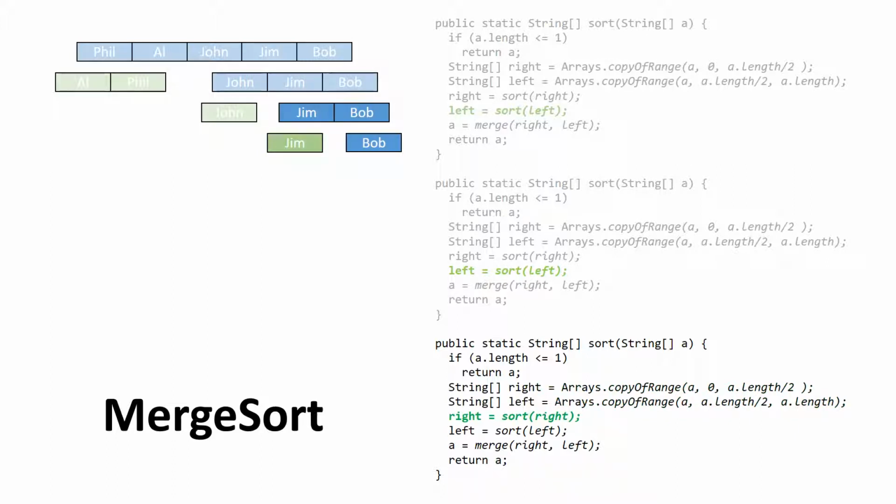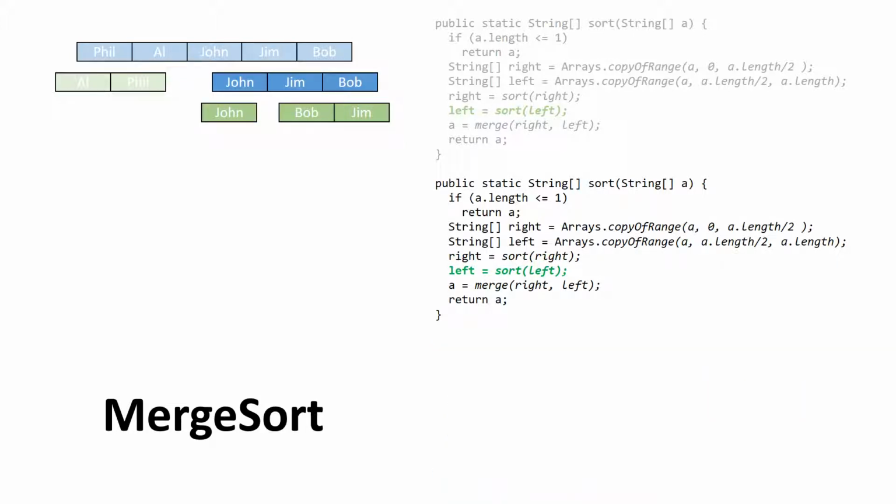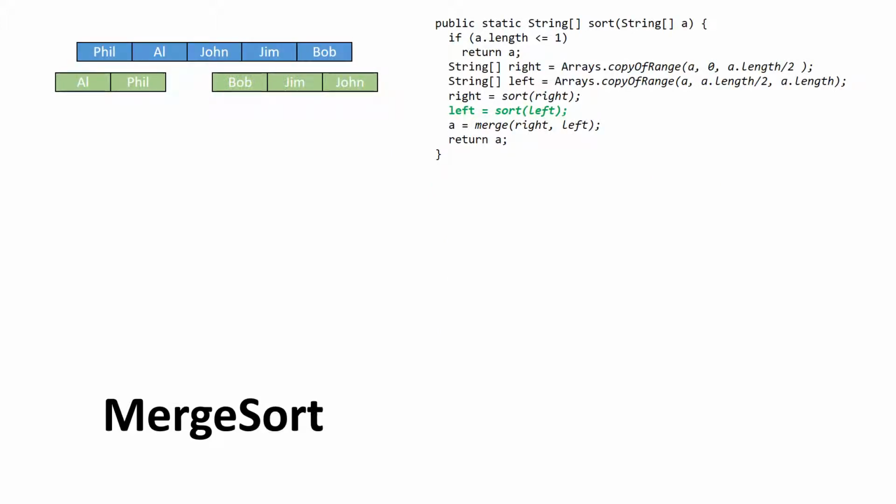Sort the first one, pretty simple. Sort the second one, pretty simple. Merge the two together and return the result back to our calling sort. It now has two sorted subarrays, so it can merge those two together and return back to the original calling sort program.